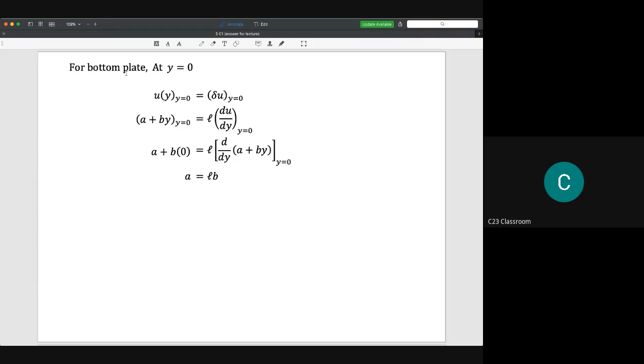So for example, we give the condition for the bottom plate, at y equal to 0. The velocity distribution u(y) at y equal to 0 is delta u. Because we assume the velocity profile is linear, we get a plus by at y equal to 0 equal to L du/dy at y equal to 0. So we substitute the value of y equal to 0 here, and then we have a is equal to L times b.